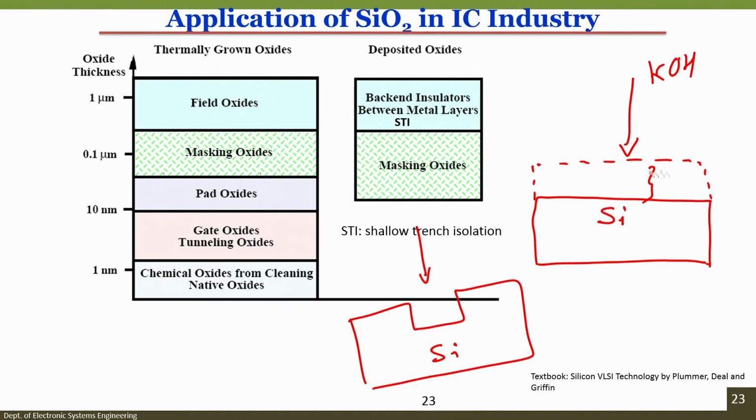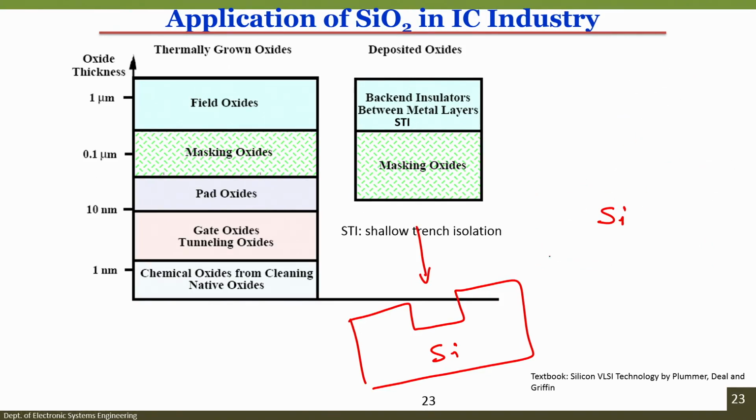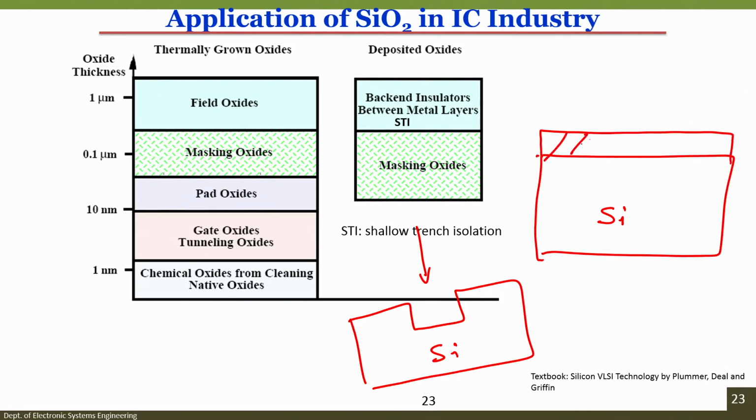So, for that we will deposit silicon dioxide on the silicon wafer like this, and this silicon dioxide can be 0.1 micron to 0.5 microns. After depositing silicon dioxide, we will perform a process called lithography.